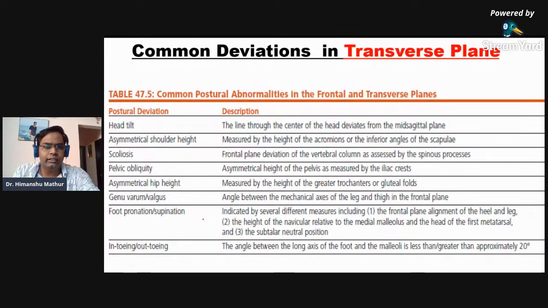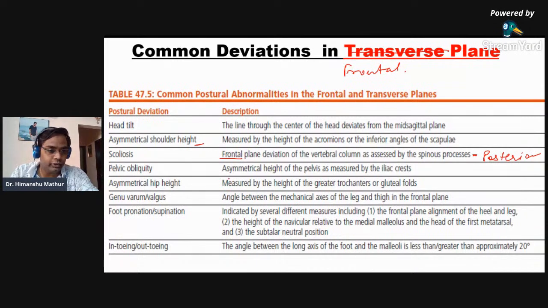Now, again, the transverse plane: what deviations can you see? The head tilt. The line through the center of the head deviates in the mid-sagittal plane. Asymmetrical shoulder height, you can see it in the frontal plane rather. Scoliosis, you can also see from the posterior. Posteriorly, you can see this. It should be the frontal plane only.